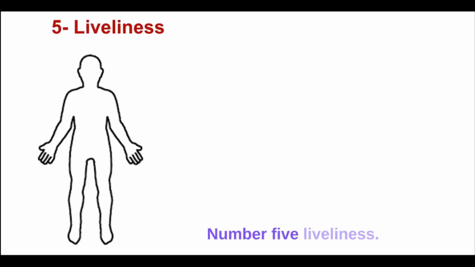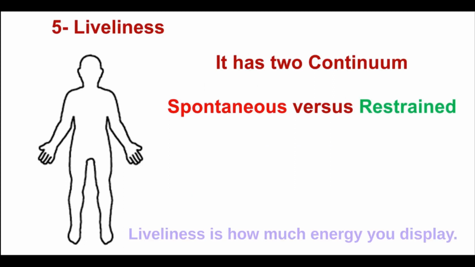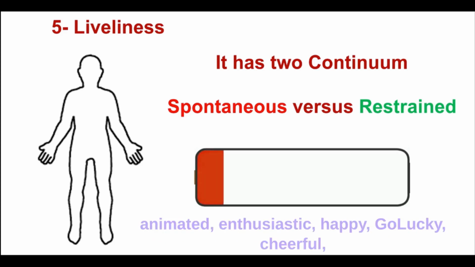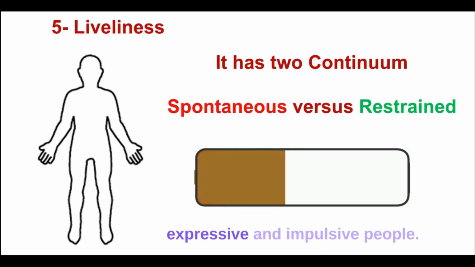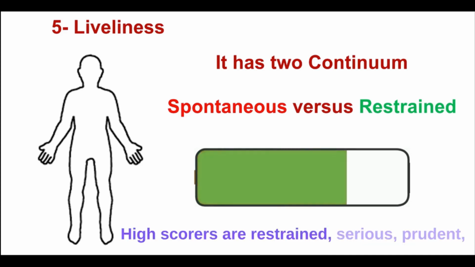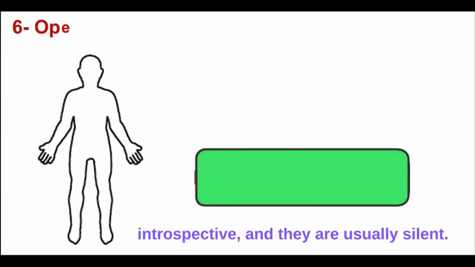Number 5, liveliness. Spontaneous versus restrained. Liveliness is how much energy you display. Low scorers are spontaneous, lively, animated, enthusiastic, happy-go-lucky, cheerful, expressive, and impulsive people. High scorers are restrained, serious, prudent, introspective, and usually silent.